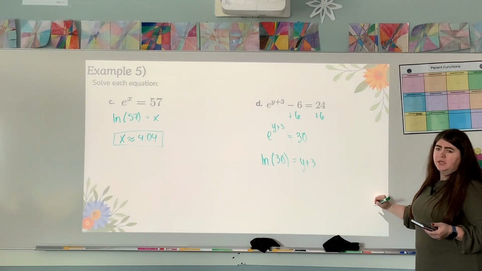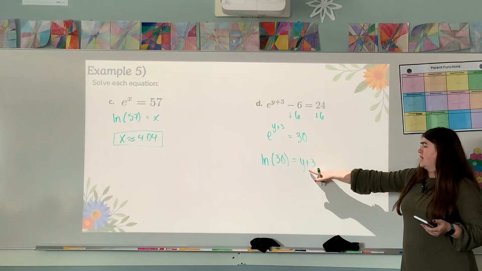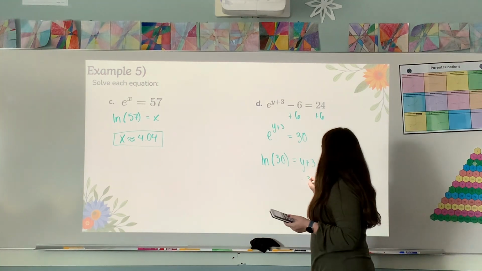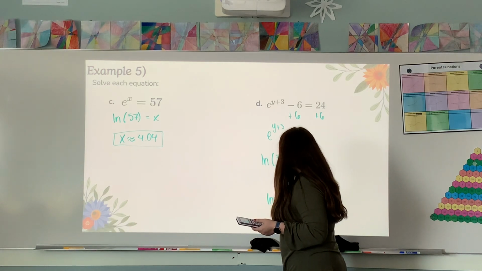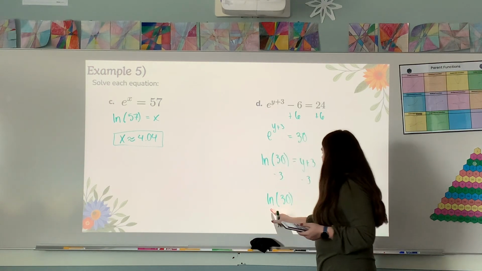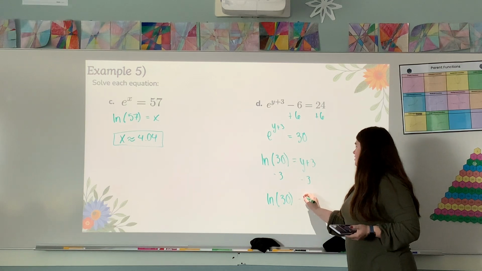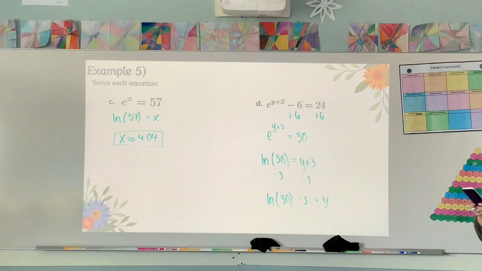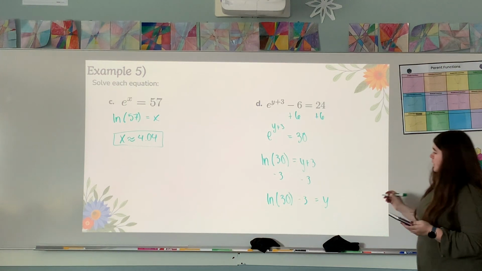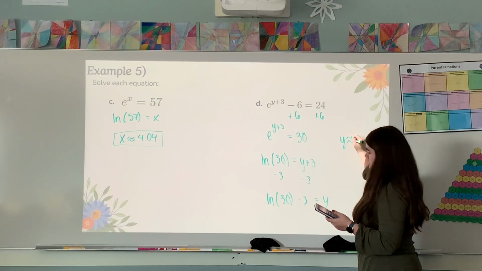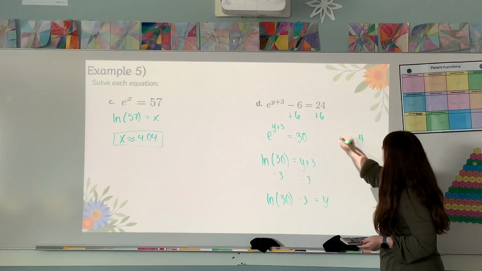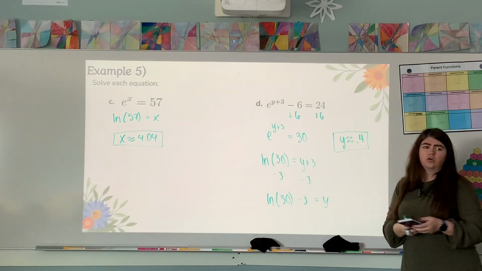And then from here, we need to get y by itself. So what do we need to do? Subtract 3 from each side. So in the calculator, we're going to type the natural log of 30, and then we're going to subtract 3 from it. And I'm actually going to type that all in one line. Just make sure you close the parentheses. So I have y is approximately 0.40, or just 0.4. 401, technically.